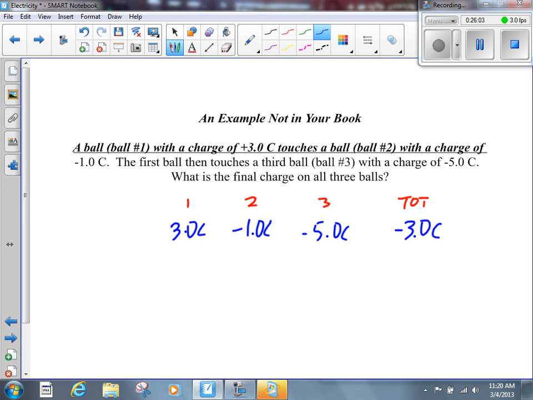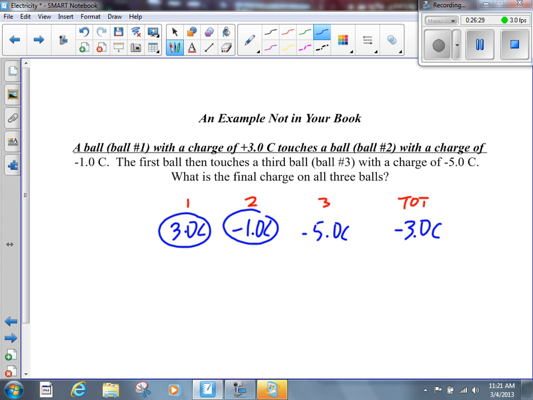These objects are going to touch each other. They're going to redistribute charge, move charge from one place to the other, but we're not going to create or destroy. So the total charge is always going to remain -3 coulombs between these 3 objects. When object 1 touches object number 2, the goal is to balance the charge.